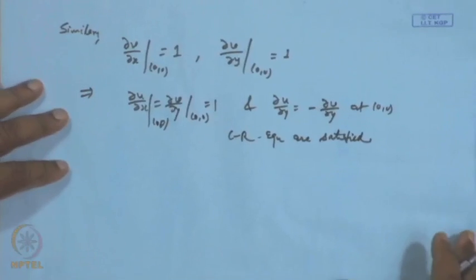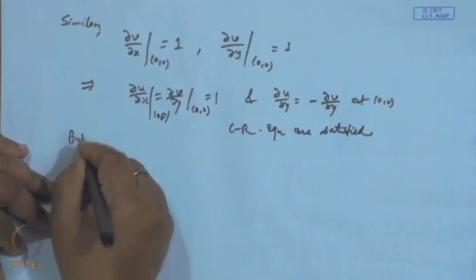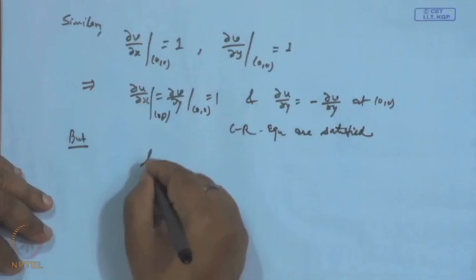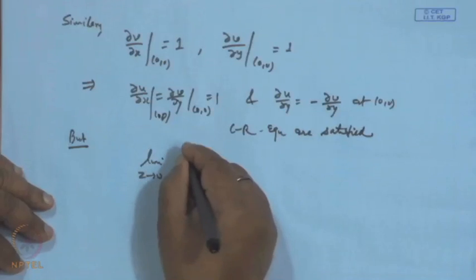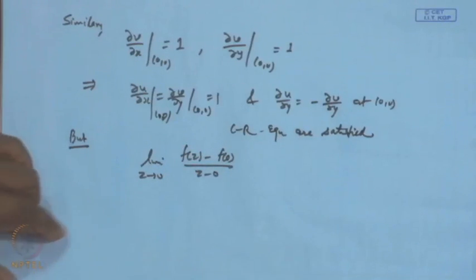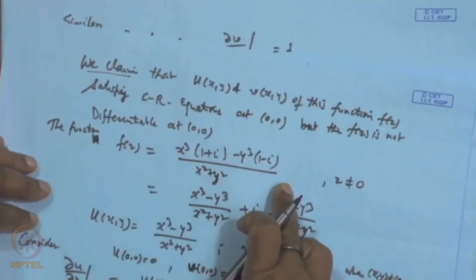CR's equations are satisfied, but the function is not differentiable. But what is the derivative of the function? The limit as z tends to 0 of (f(z) minus f(0)) over (z minus 0). Now, this is nothing but what is our f? f is this function, is it not?